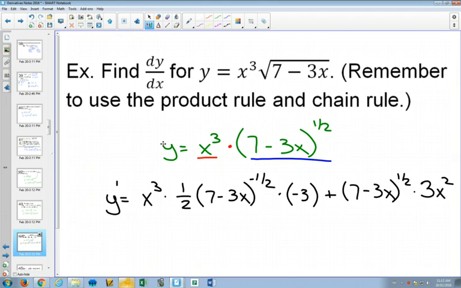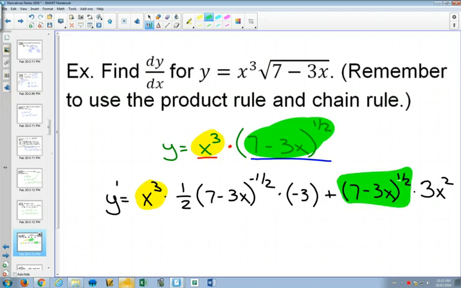So to highlight things, we have one function here, a second function here. We kept our one function the same right there, and then multiplied by the derivative of the second function. Then we kept our second function the same right there, and multiplied by the derivative of the first one. So you have to know your product rule, and then within your product rule, you have a chain rule.